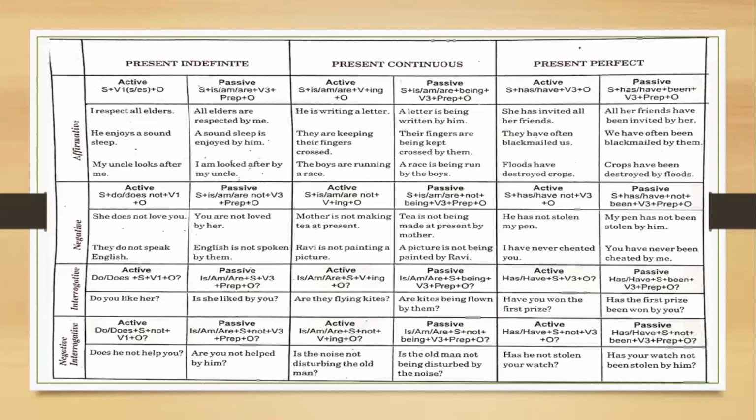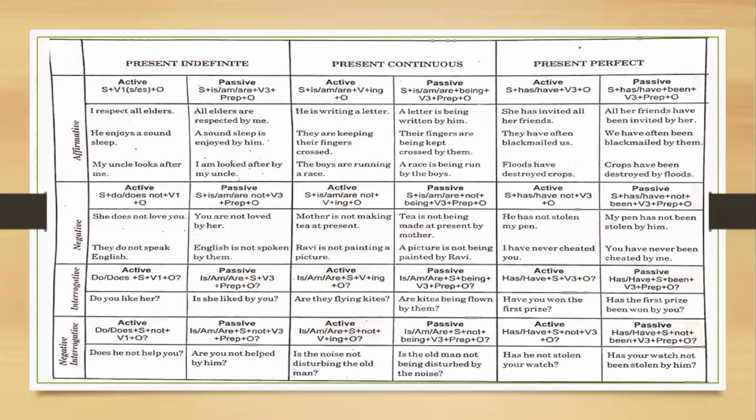Like negative interrogative, does he not help you? Firstly, change it into a simple sentence: He does not help you. Now change the simple sentence into passive voice. He does not help you. You are not helped by him. The helping verb will come in front. Are you not helped by him? The passive sentence is there.